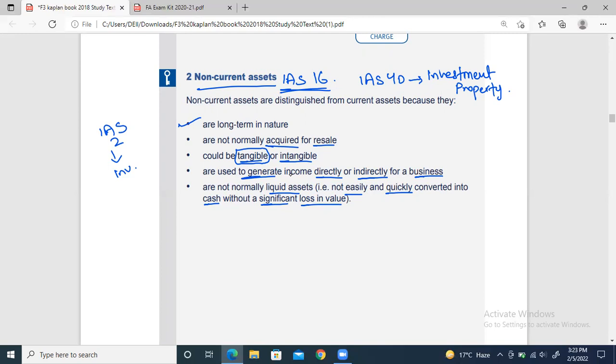Liquid assets means that they are easily convertible into cash, but these non-current assets are not those. Only the current assets are the liquid assets, like the cash and receivables. We can just call the customer anytime, we can give them the deadline to pay within these days, or cash itself is a liquid asset. So they're converted into cash in a very quick time. So these were the basic features.